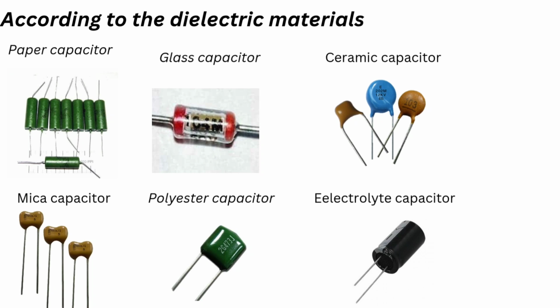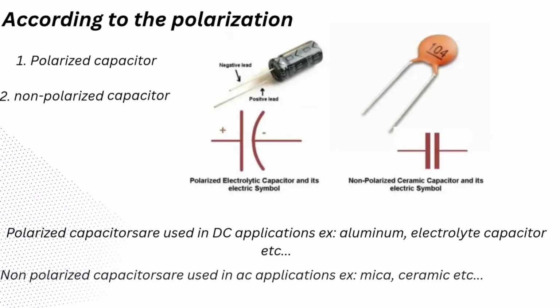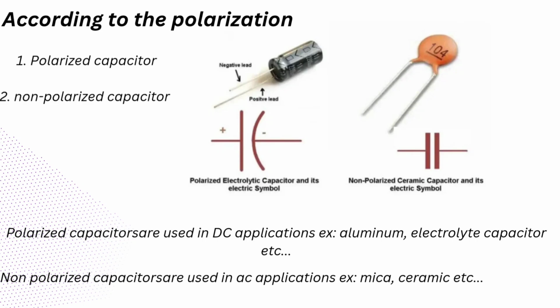Capacitors are classified according to the dielectric medium. Dielectric materials include paper, glass, ceramic, mica, polyester and electrolyte. Here you can see the real images of all these dielectric material capacitors.